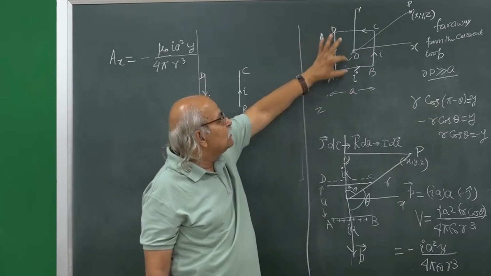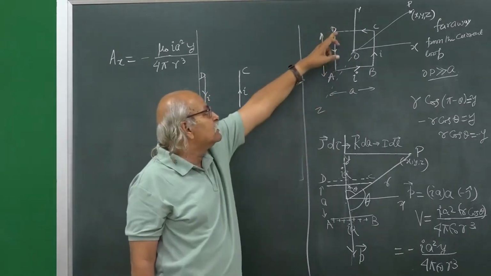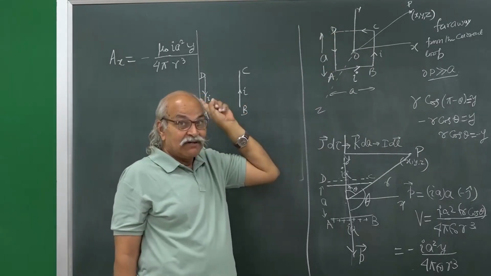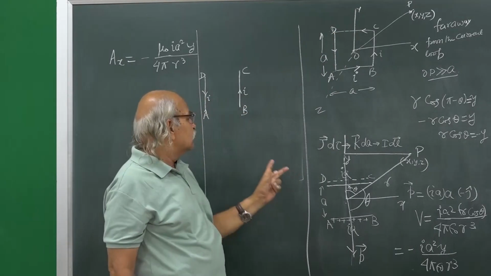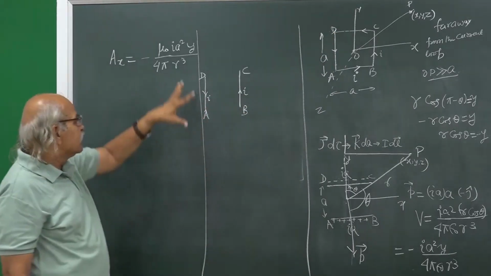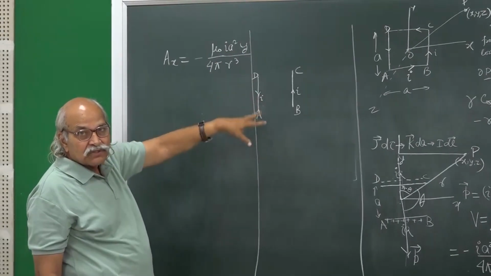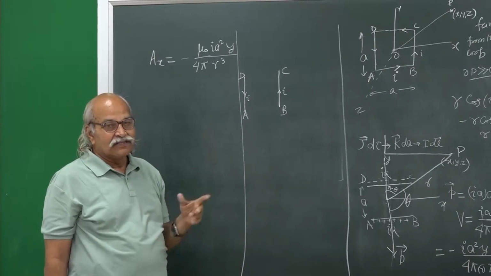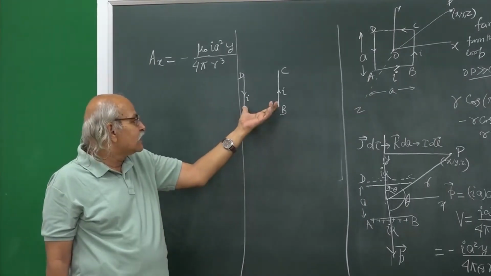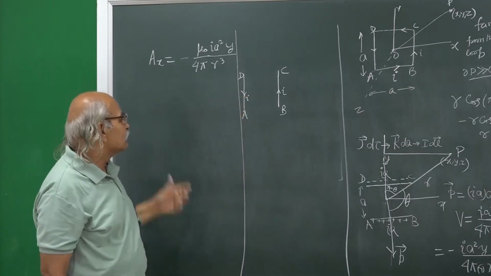We have chosen only these two which are along the x axis, and therefore, for these two only Ax will come, Ay will be 0, Az will be 0. Now, in this case it is in y direction only. So, there is no current in x direction, there is no current in z direction. So, for these two Ax and Az will be 0, and I will only be writing Ay.